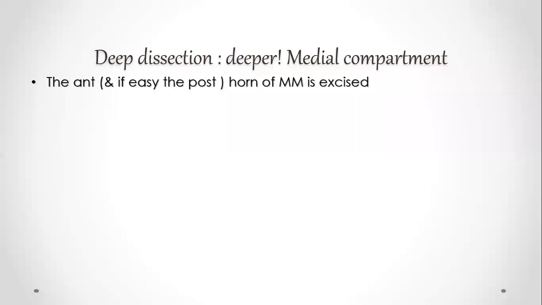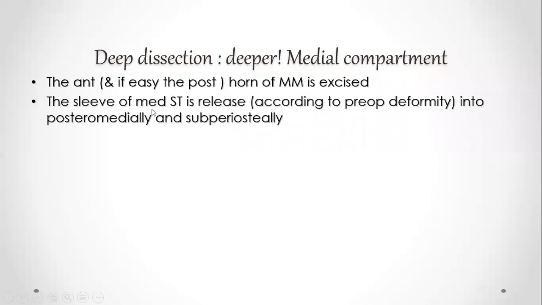Okay, the anterior and, let's say, the posterior horn of the medial meniscus can now be excised. You have to see the anterior horn of the medial meniscus and you excise it. The sleeve between the medial meniscus soft tissue is released. According to the preoperative deformity, if you have a severe deformity, you can go between the meniscocapsular ligament and excise it, and then into the posteromedial and superficially too.